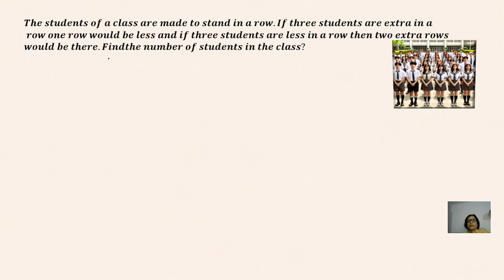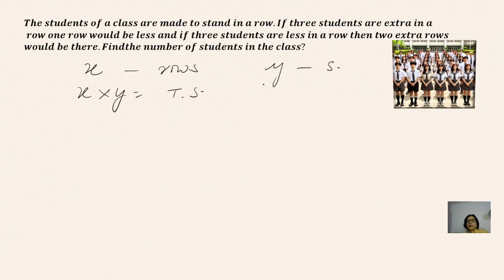So we have here students are made to stand, supposing the number of rows is x, and the number of students per row is y. So if we take the product x into y, this will be the total strength of the class. Now the question says, if 3 students are extra in a row, that means the new arrangement is y plus 3. Then 1 row would be less.